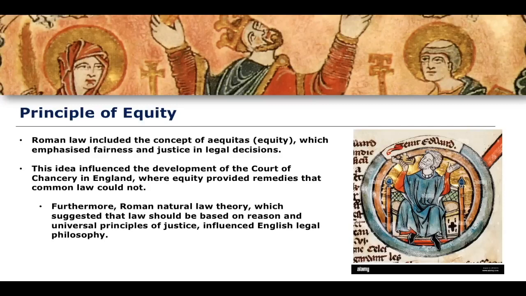Furthermore, the Roman natural law theory, from a jurisprudential standpoint, which suggested that law should be based on reason and universal principles of justice, would eventually start to influence English legal philosophy. So not only from the actual strict application of the law, but also when it comes to the ways in which jurisprudence was operated and legal philosophy was developed as well. And of course, natural law theory takes a lot of inspiration subsequently from Christianity and the influence of religion.